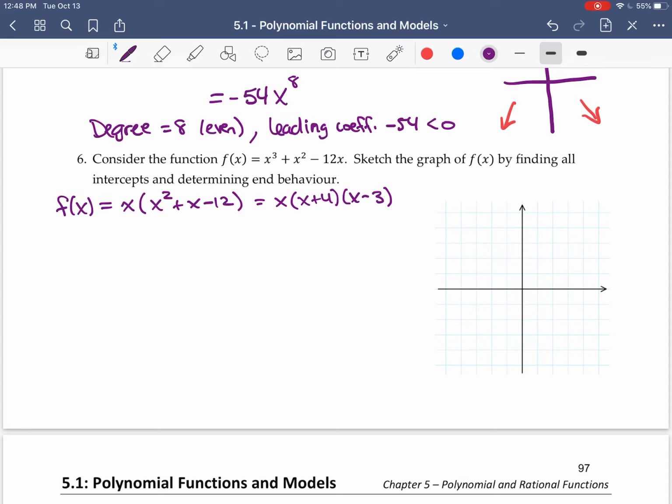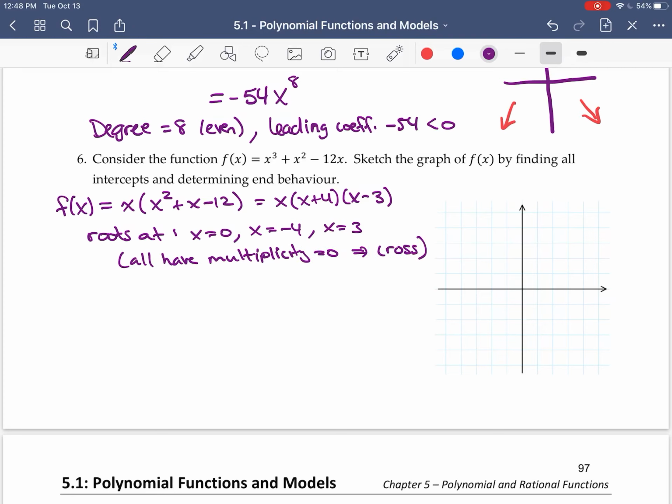Okay, so they each have multiplicity 1. So I have roots at x equals 0, x equals negative 4, and x equals 3. All have multiplicity equal to 1, which means that they all cross the x-axis. So I don't have to worry about that.